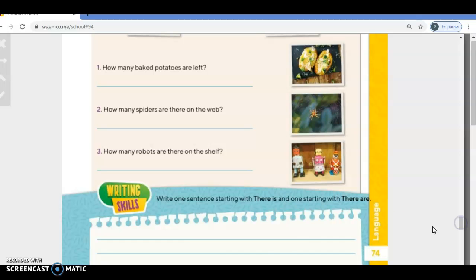Check the other exercise. Write one sentence starting with there is and one starting with there are. I know that you are going to do a great job. If you have any questions or concerns, let me know by email or by platform.